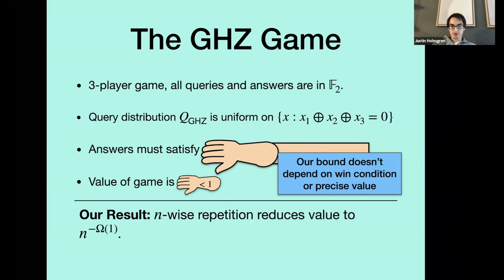Anyway, what we prove is that if you repeat this GHZ game a large number of times, then the value of the repeated game goes down inverse polynomially. So that's of course a big improvement over this inverse Ackermann. But there's still one small exponential improvement that you might hope to get, and we don't know if that's possible.